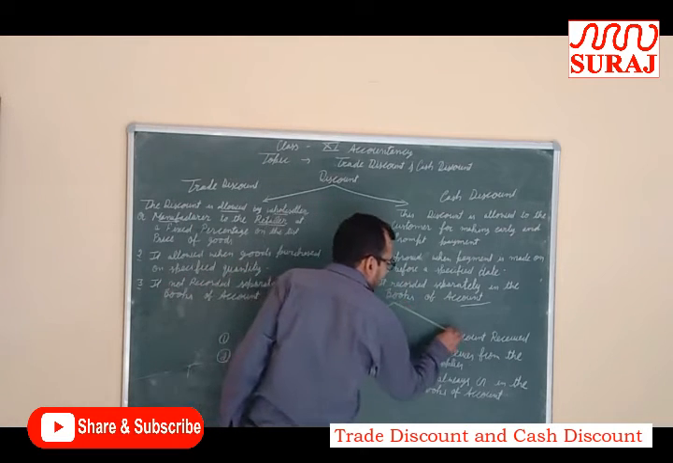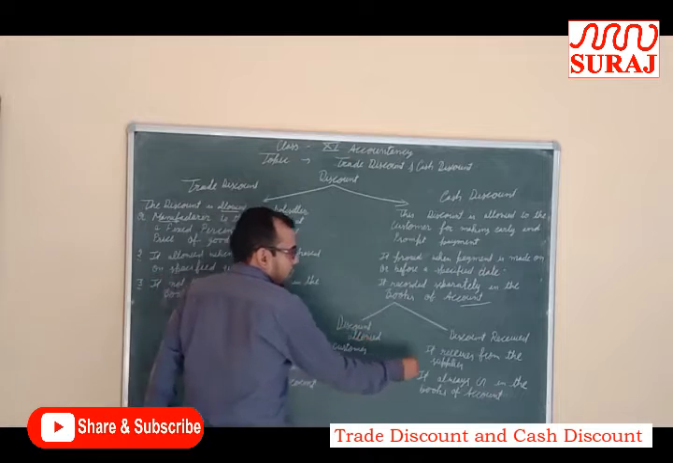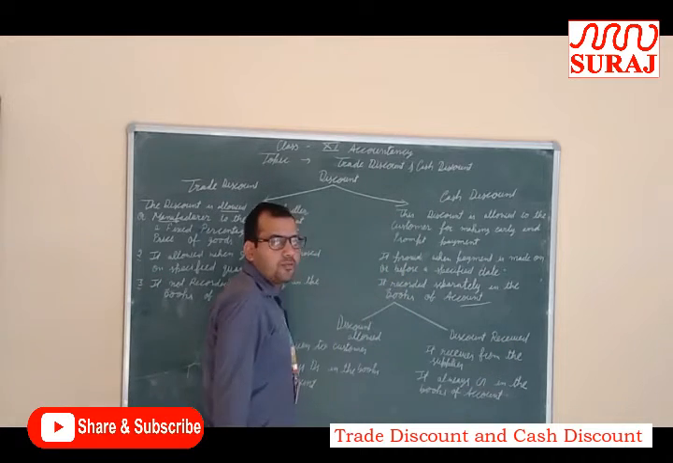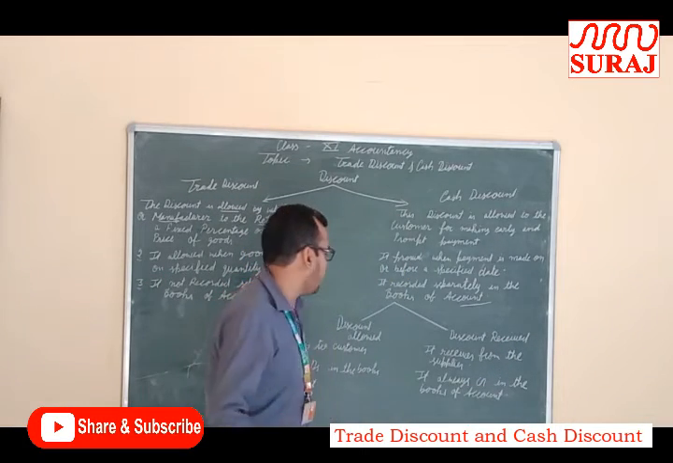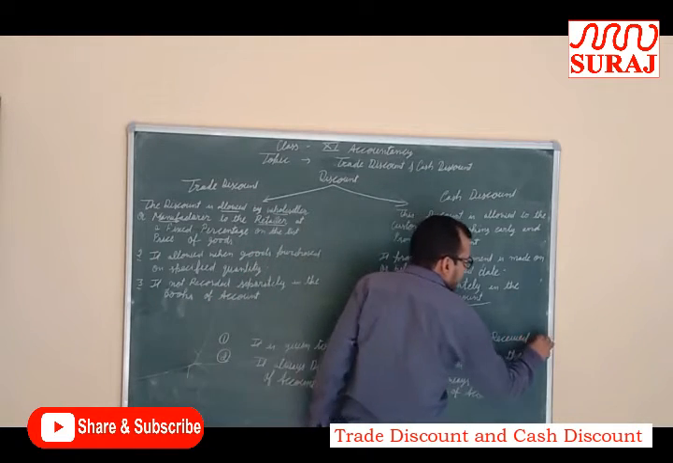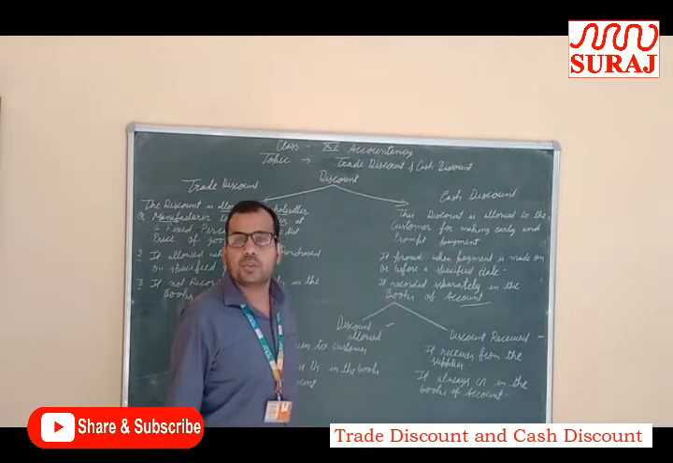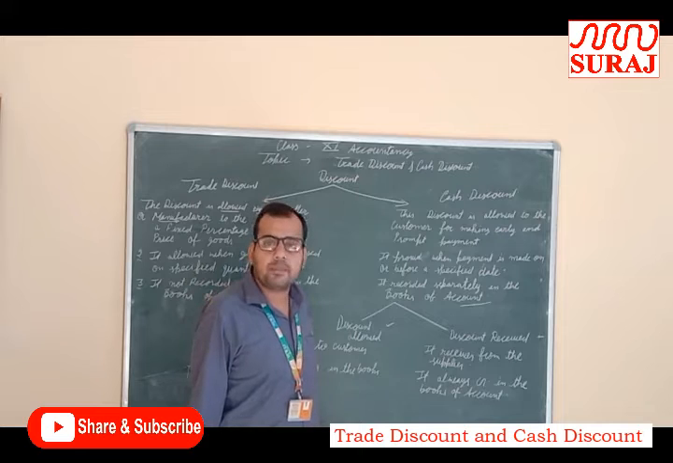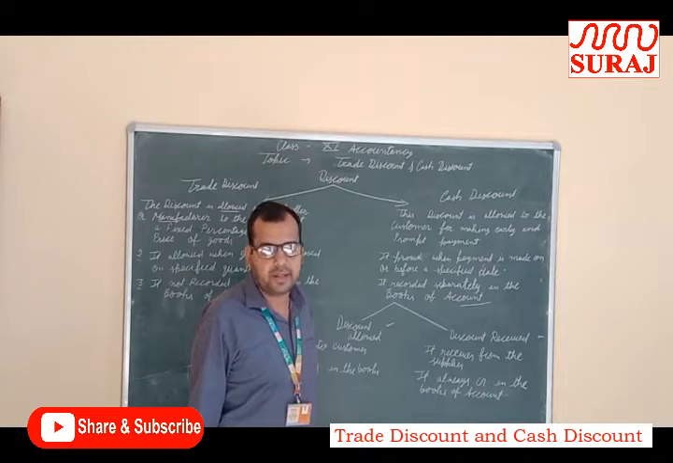Cash discount is again divided into two categories. First is the discount allowed. Second is the discount received. First of all, dear students, I tell you that discount allowed and discount received both are nominal accounts. The nominal account rule: debit all expenses and losses, credit all incomes and gains.